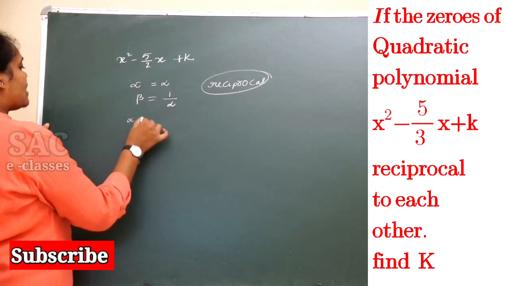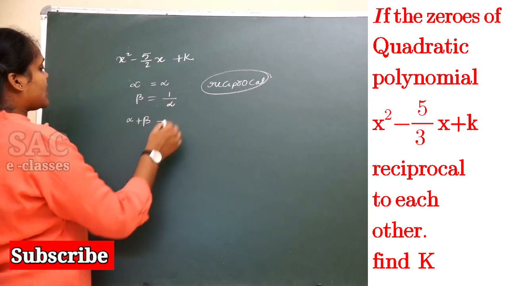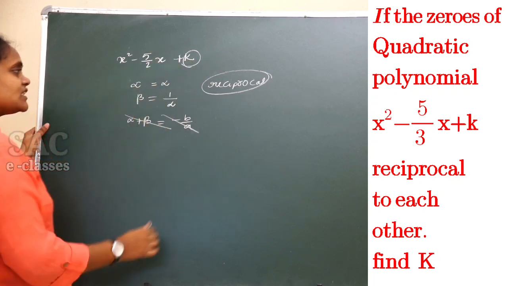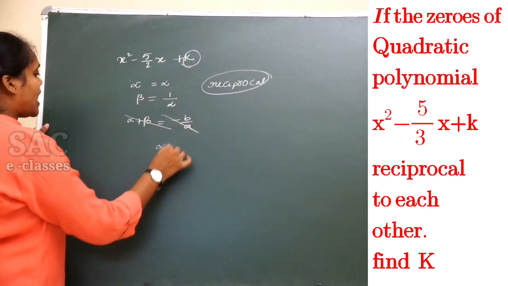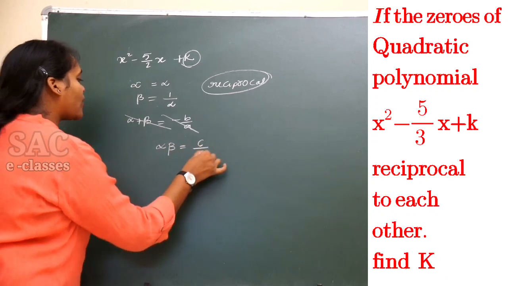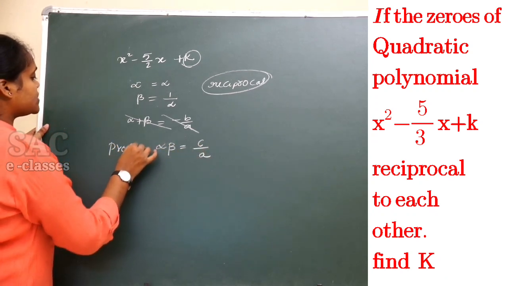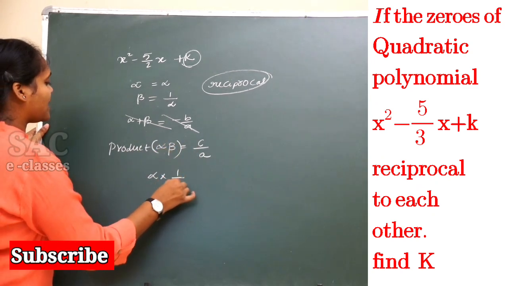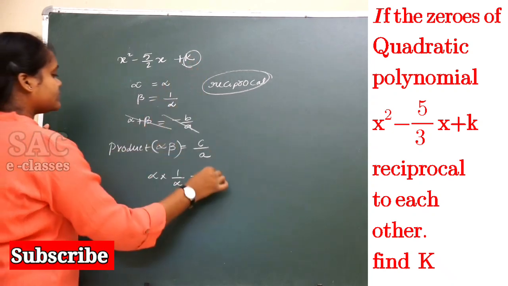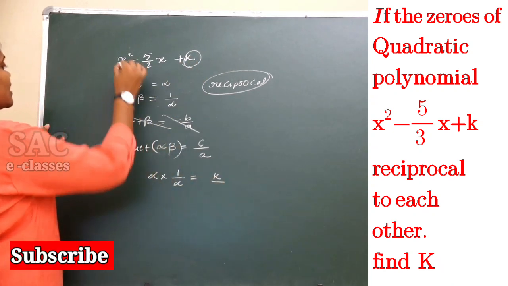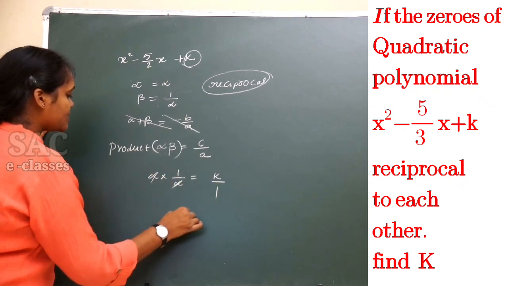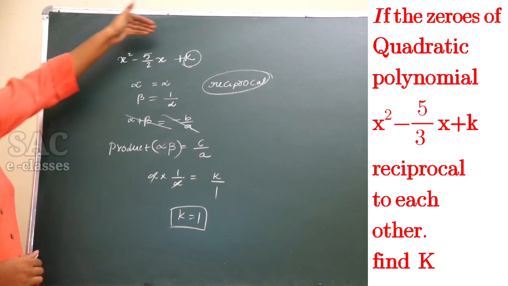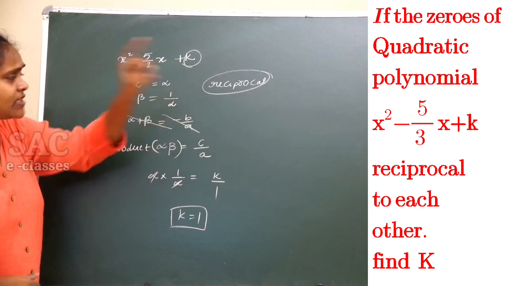We know that the alpha plus beta value is minus b by a. But there is no use because you want the k value. When they are saying reciprocal, alpha into beta, the product of the roots, is what we want. The product of the roots is equal to c by a. Alpha into beta means alpha into 1 by alpha equals c by a. C means k here, so k by a. What is the a value? 1. So k is equal to 1. In this way we can find the unknown value of anything whenever they have mentioned it is reciprocal.